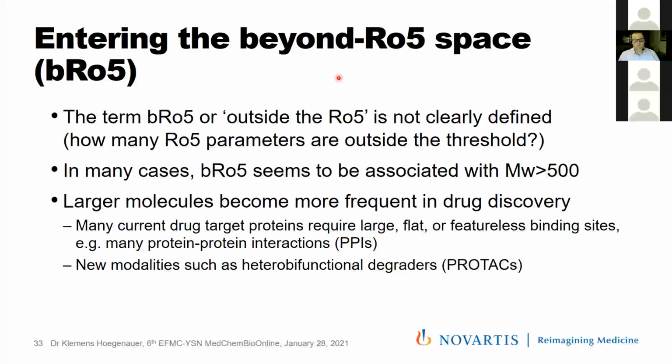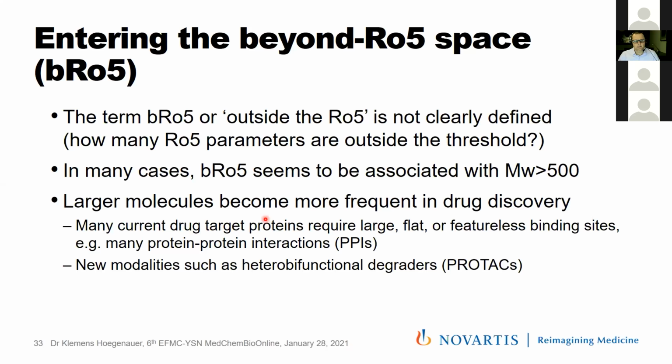You will encounter this quite frequently in the literature. But again, the beyond rule of 5 is as much misinterpreted as the rule of 5 itself. So how many rule of 5 parameters are outside this threshold? Remember, the rule of 5 said that 2 parameters should not be outside. But in many cases, I seem to think that the beyond rule of 5 seems to be associated with compounds that are of higher molecular weight.